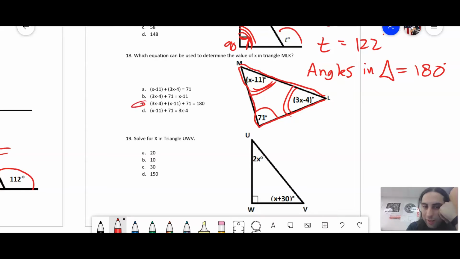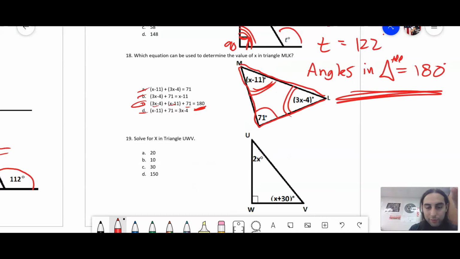Letter C, right? Angle plus angle plus angle equals 180. That's the big key right there, right? It's not that two angles equal the third angle. That ain't right. So A, B, and D are all wrong because they're just saying two of the angles equal the third angle. No, it's all three add up to 180. So add is the important word. So anyways, 18 is C.